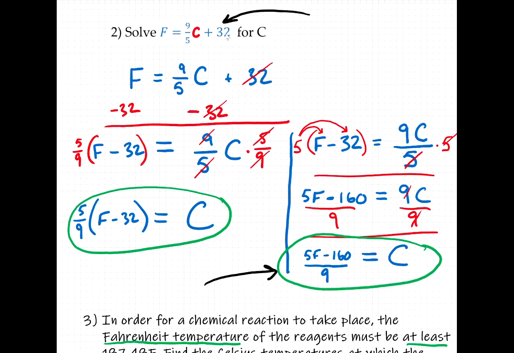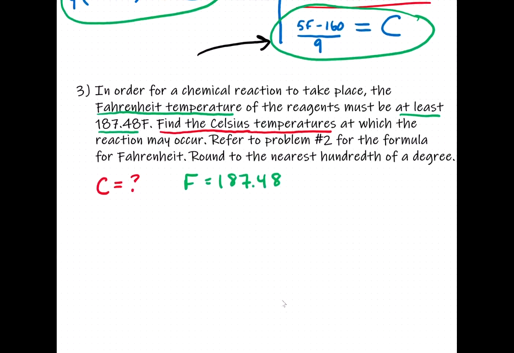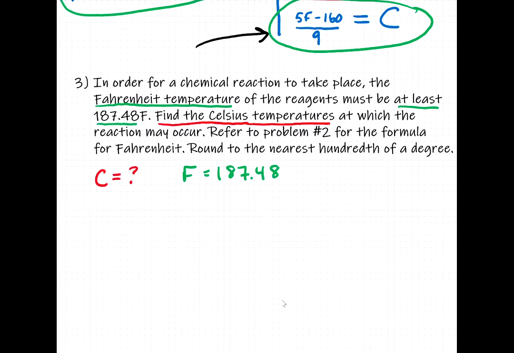Okay, so which one? Do we want the F equals version or do we want the C equals version? Well, we want the C equals version because C is what we're looking for. So question number 3 is asking what is the value of C? And we have an equation. C is equal to 5 times F minus 160 divided by 9. So this is the other topic in this section. We had evaluating formulas, meaning plugging numbers in, and we had solving formulas, meaning rearranging those formulas. So we have to evaluate this formula.